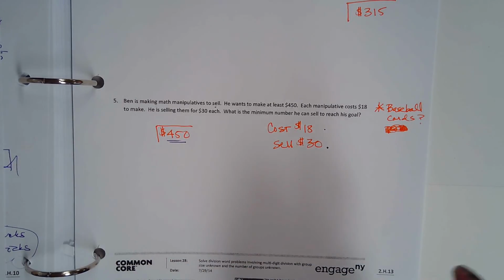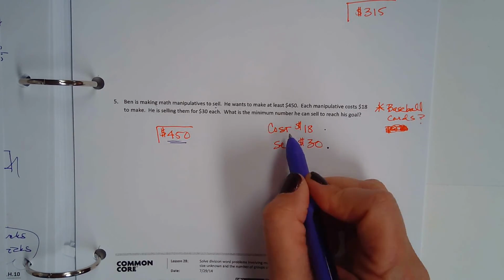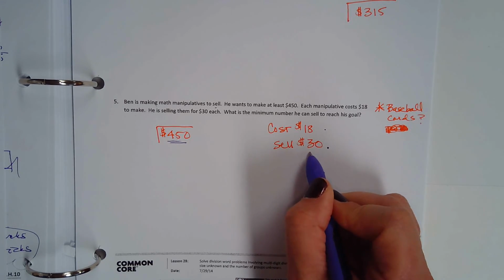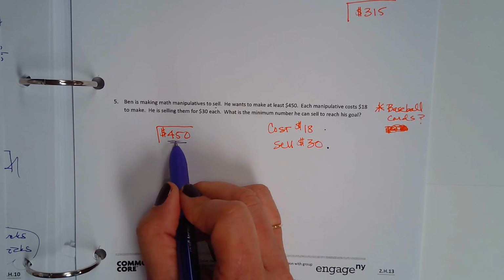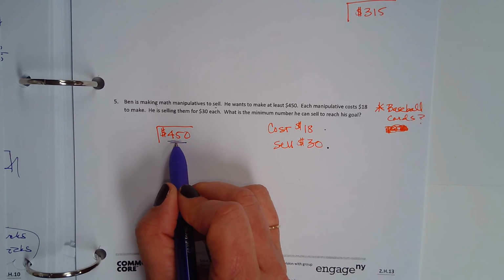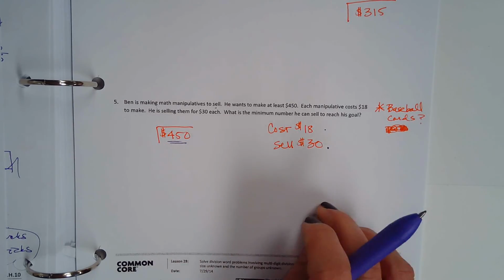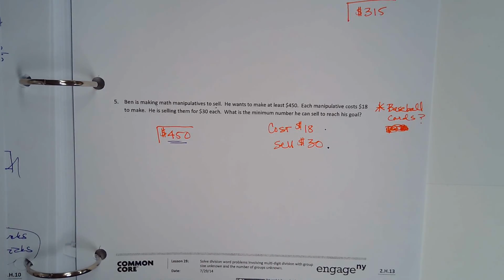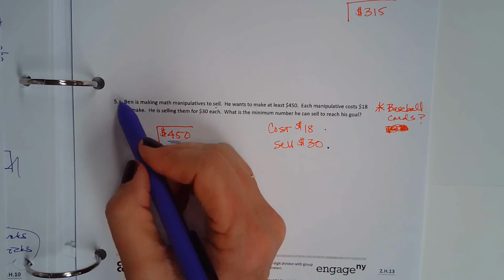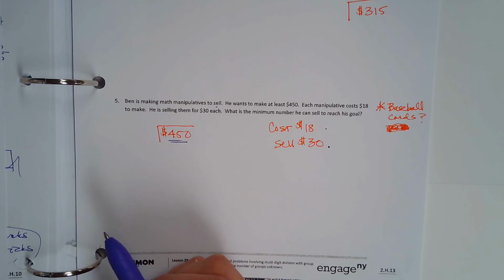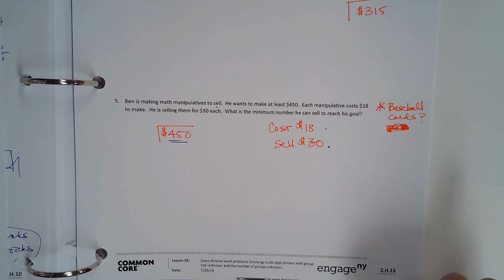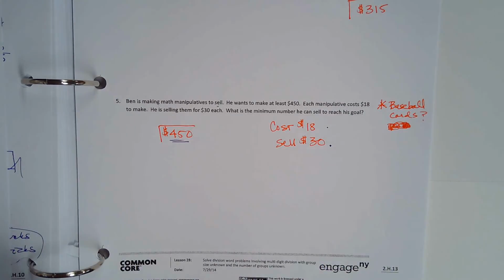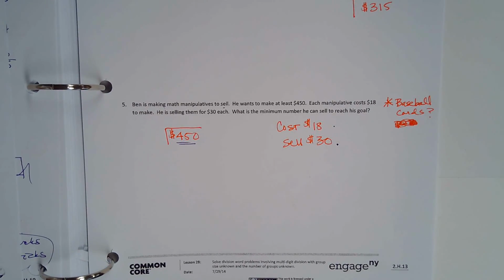So remember, what are you solving for? We know it costs him only $18 to make something, but he's going to sell it for $30. He wants to make this amount. So what is the minimum he can sell in order to actually reach his goal? So instead of putting Ben in the problem, put yourself in the problem. Pretend that you're actually trying to solve this problem and you're trying to make money. How would you go about making this money is the best way to try to solve this.